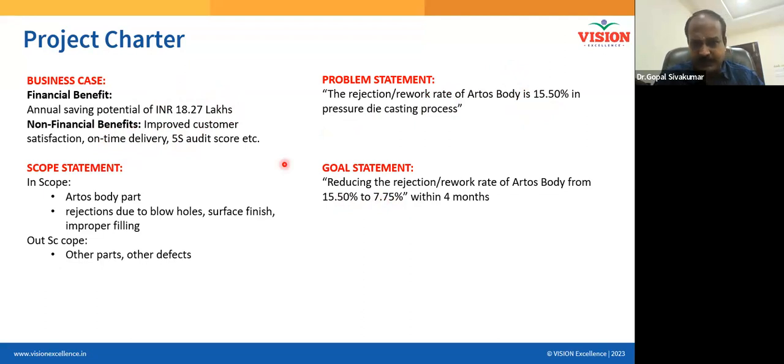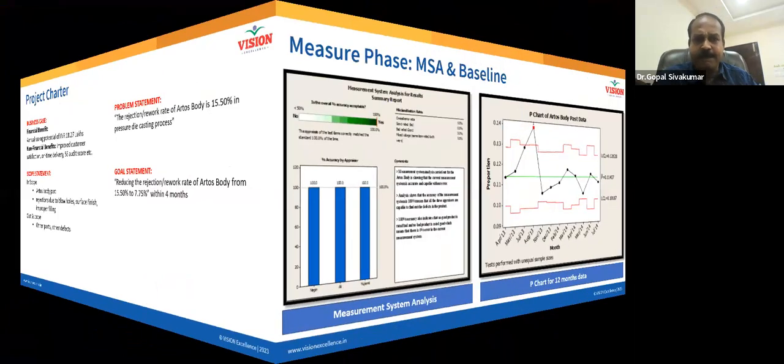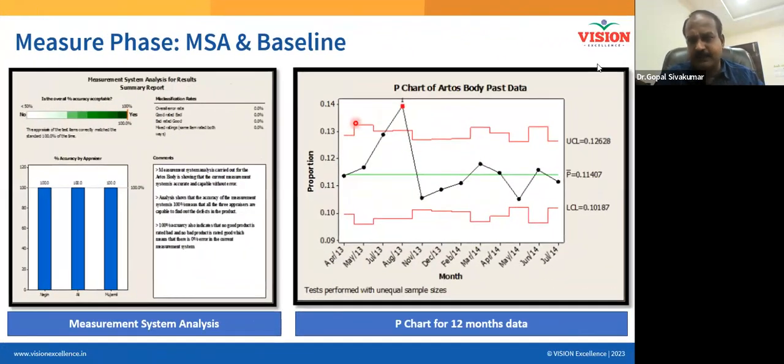And within 4 months of time, and the scope statement, in scope and out of scope. So the specific part is chosen and specific types of defects are chosen for remedy. And all other parts, all other defects are excluded from the project. Maybe they will be taken up in some other project. And now the timeline, team members, signature, and all those things, you can imagine. And now the measure phase.